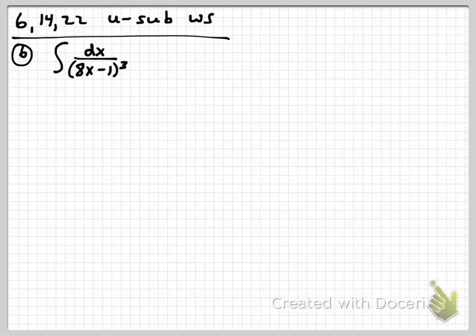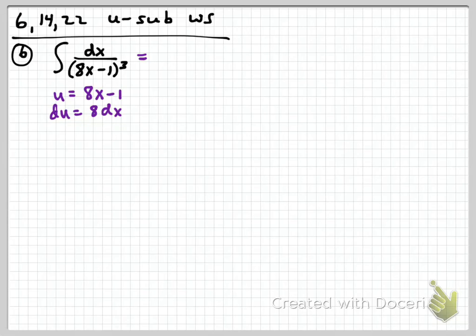In this video, I'm going to explain how to do problem numbers 6, 14, and 22 from the u-sub worksheet. Starting with number 6, u-sub, we don't have very many choices here. We're going to let u equal 8x minus 1, and then that means that du is equal to 8 dx. Okay. Well, we don't see an 8 dx.